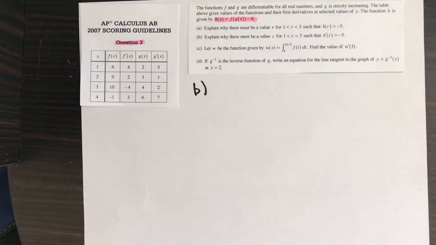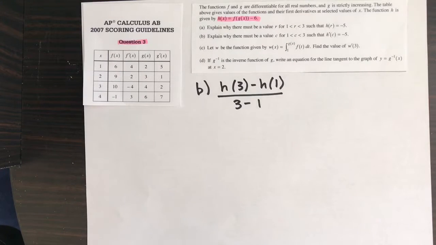For part B, we must explain why there must be a value c between 1 and 3 such that h prime of c is equal to negative 5. This is structured very similarly to the last problem, except now we're considering the derivative, so we must use MVT. MVT basically states if a function is continuous and differentiable on an interval, there's a value for the derivative which is equal to the slope of the secant line.